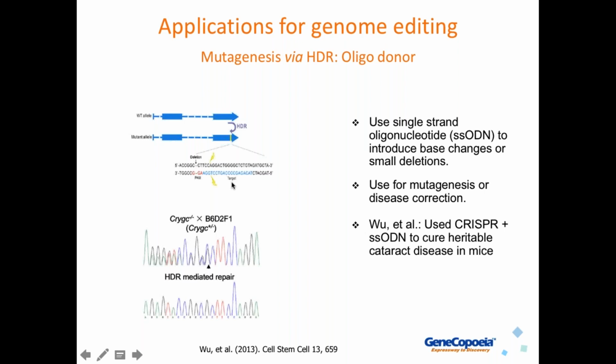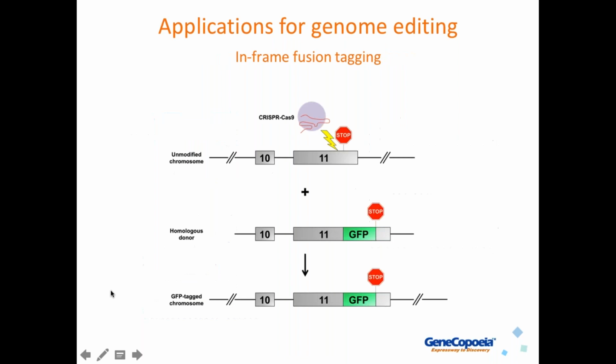Now, this example that's shown here is related to mutagenesis. It's actually correcting a disease mutation back to wild type. The procedure is the same, but this group used this strategy in mice to cure heritable cataract disease. When they sequenced the progeny mice, they found that the mutation was corrected, and in fact those mice no longer had heritable cataract disease. So that's another big application for CRISPR.